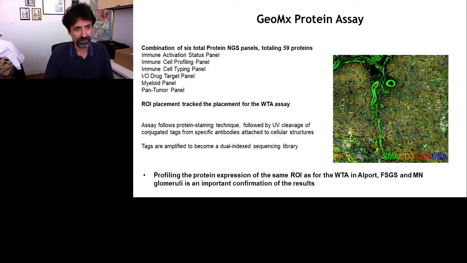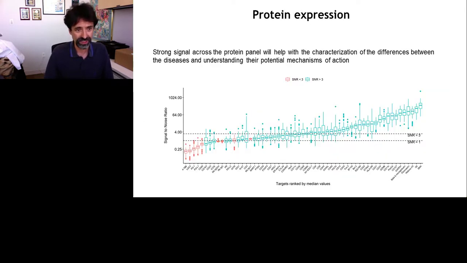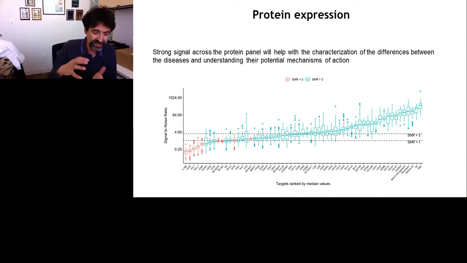And these are the preliminary data that we obtained so far with this technique, where there are many proteins in these panels that are not really over or under expressed, but there are two subsets of proteins that are highly expressed or lowly expressed, that will be informative to better understand and integrate the transcriptional profile data.